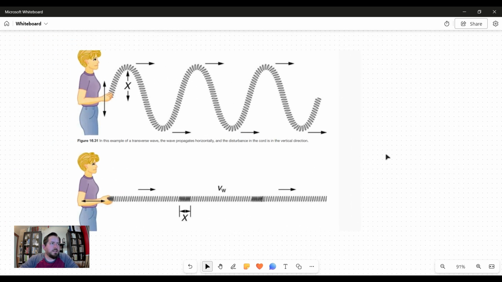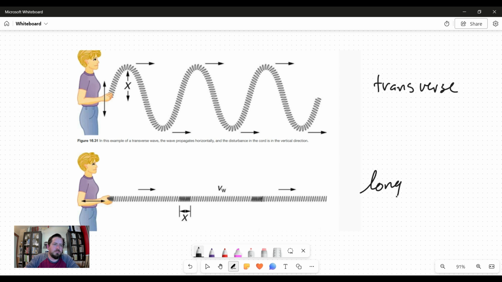There's two types of waves. In this top one, this is a transverse wave, where the wave kind of goes side to side or up and down, whatever you want to call it. It doesn't matter, but it's kind of snake-like movement. But then the bottom one is a longitudinal wave. So we have transverse, and then longitudinal waves. So there are two types of waves. You can make either one of them using a slinky, but they do behave a little bit differently.